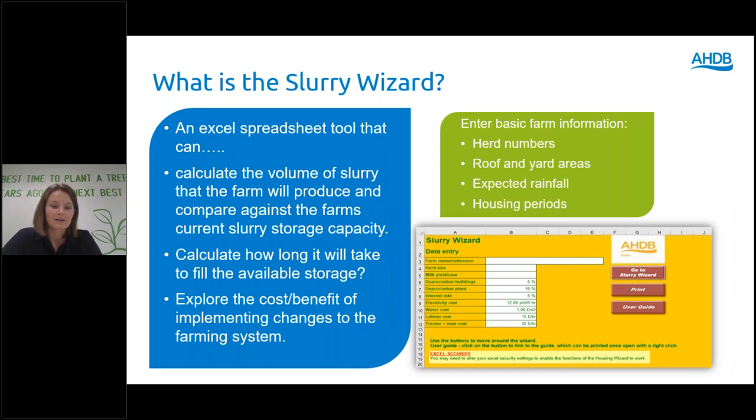It will give you an amount of days of how much storage you have for that period, and you can also use it for exploring changes that you may be looking to make on the farm, such as increasing your slurry storage. Some of the farm information that you'll need to input into the Slurry Wizard is your herd numbers, roof and yard areas, expected rainfall, and the housing periods.